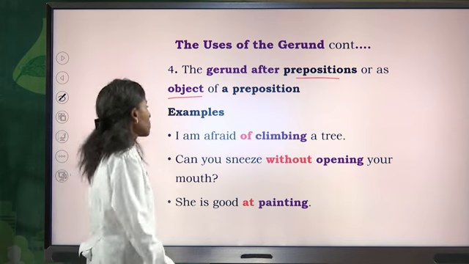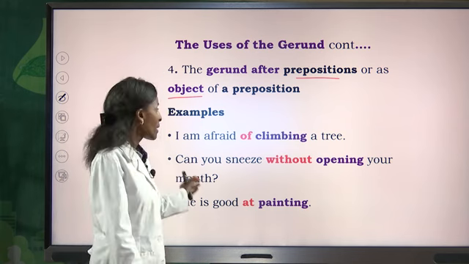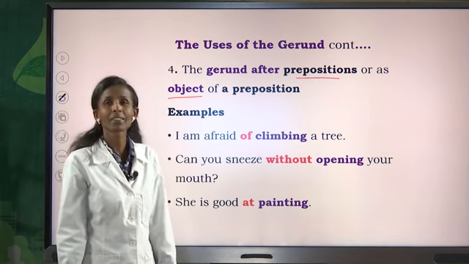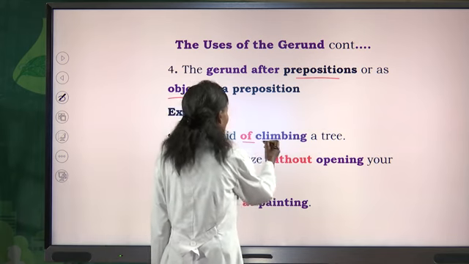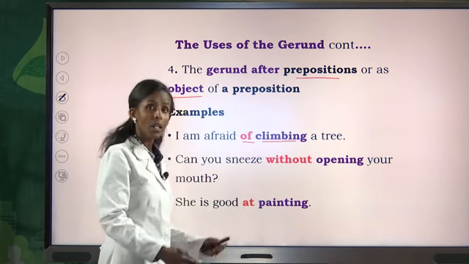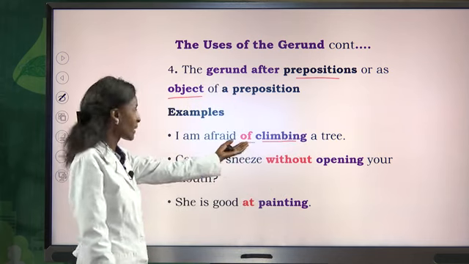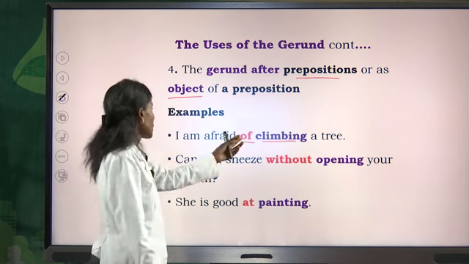Let's see. I'm afraid of climbing a tree. What am I afraid of? Climbing a tree. So this is the object of the preposition of. What am I afraid of? Climbing a tree. That is the object. Okay, gerund. The preposition is of.